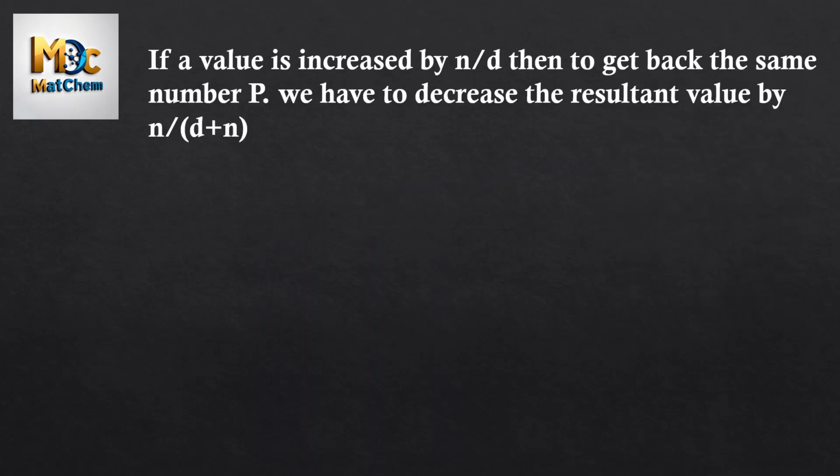So the concept is: if a value is increased by n by d, then to get back the same number p, we have to decrease the resultant value by n divided by d plus n. For example, if you have a number called p and you increase it by n by d, you get, say, q. If you want to get back p, you need to decrease the resultant value by n divided by d plus n.